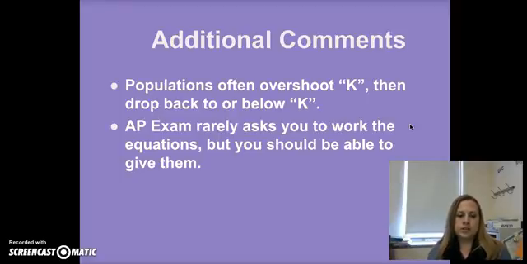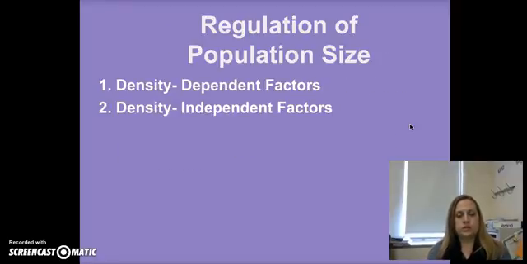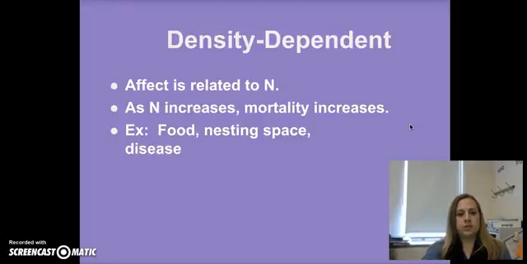So again, the AP exam doesn't really ask you to work these equations very often, but you should be able to talk about exponential growth versus logistic growth in populations. So now, how do we regulate population size? We've got two different categories that we're going to talk about. We've got density dependent factors and then density independent factors that limit population size.